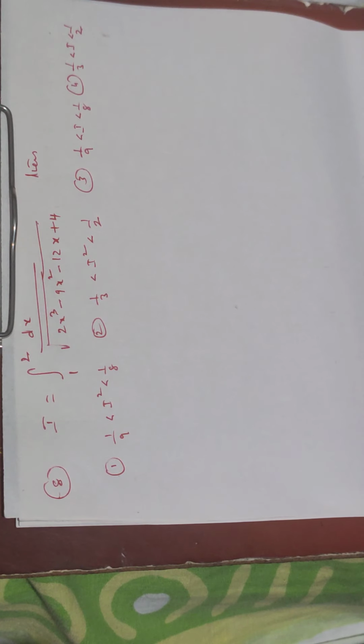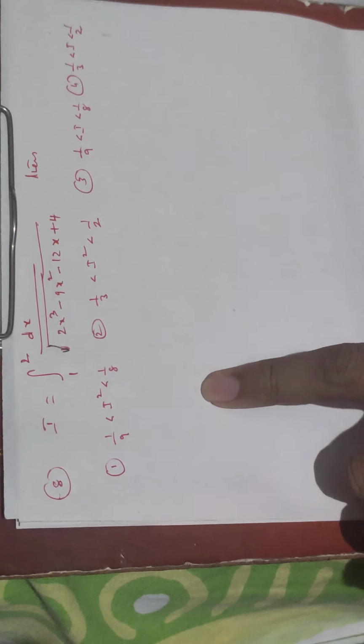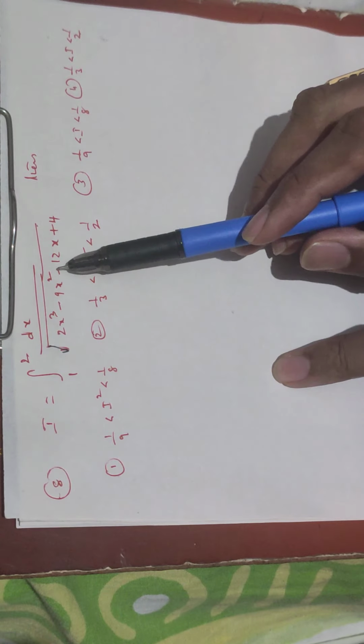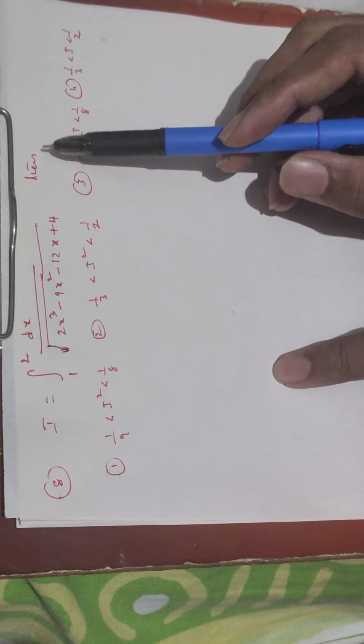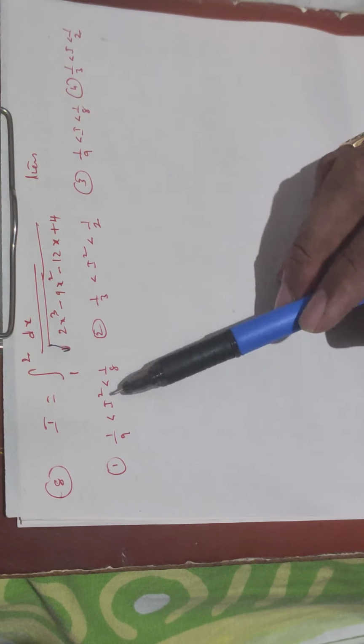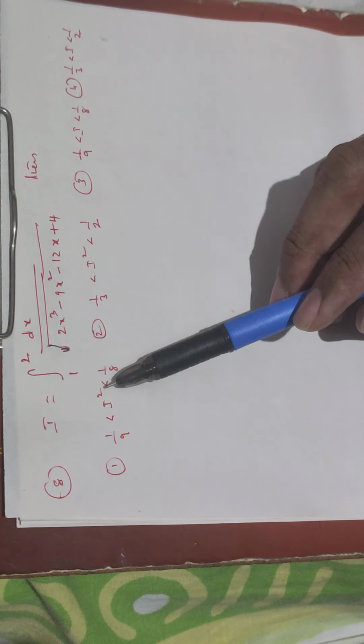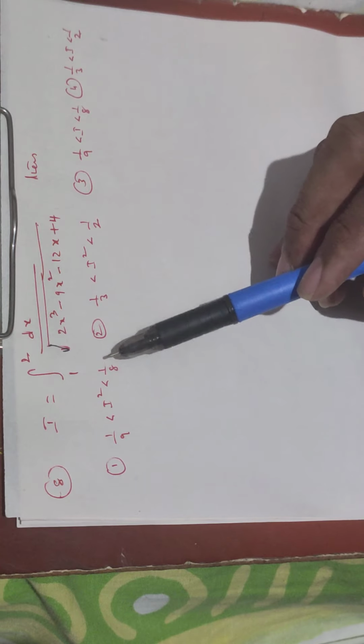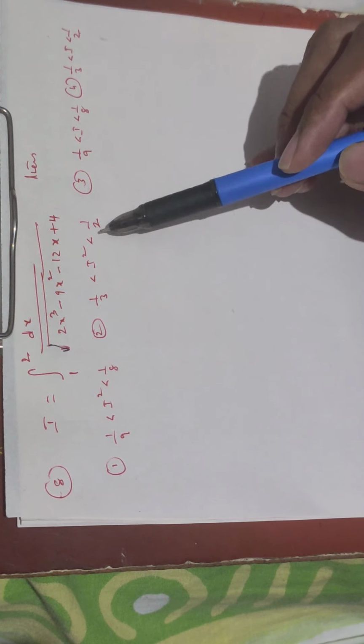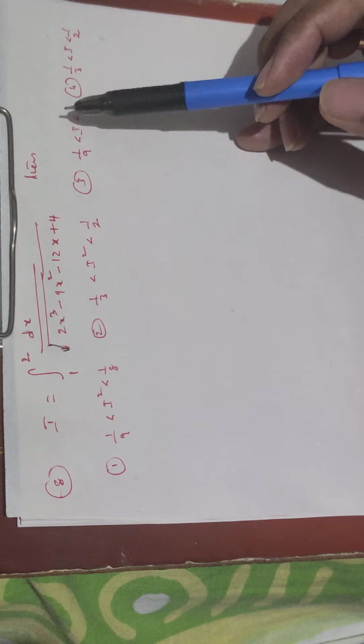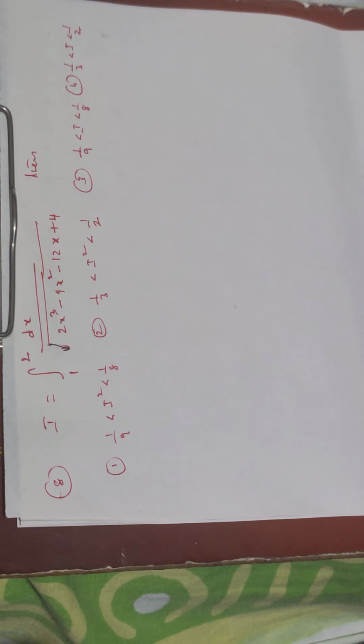I is equal to integral 1 to 2 dx by root of 2x cube minus 9x square minus 12x plus 4. Then some options are given here. I square value lies between 1 by 9 and 1 by 8. I square lies between 1 by 3 and 1 by 2. Like options are given. So this is one of the problems based on approximations. Here the range of that integral is given.